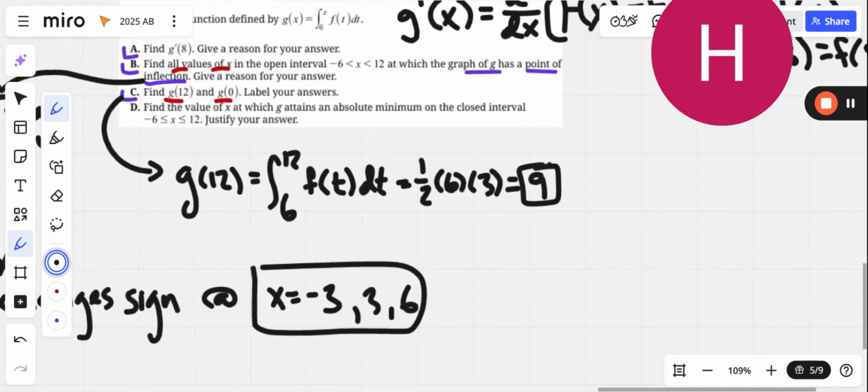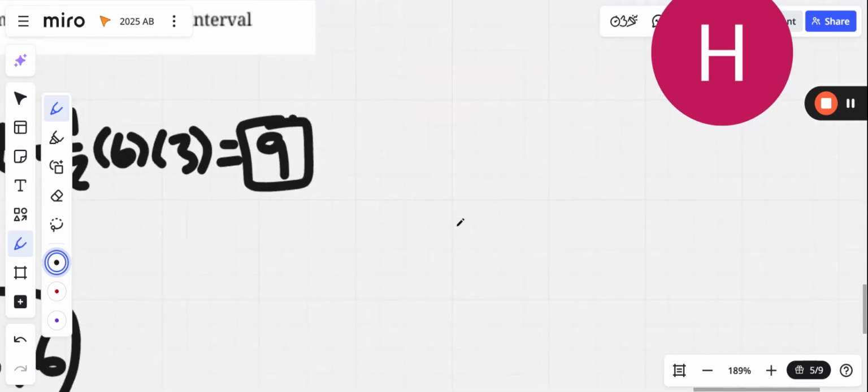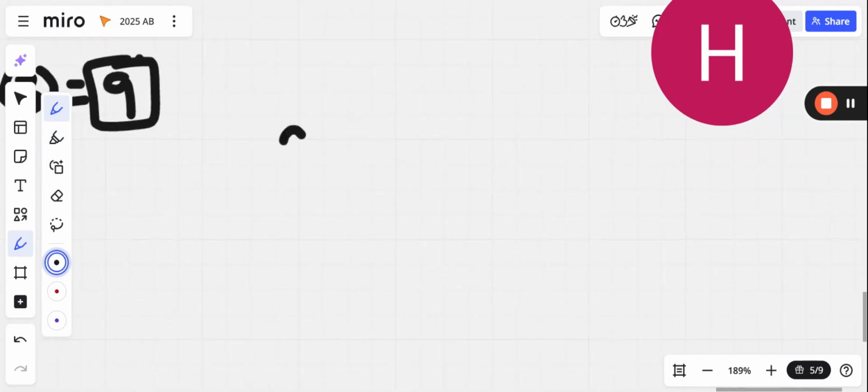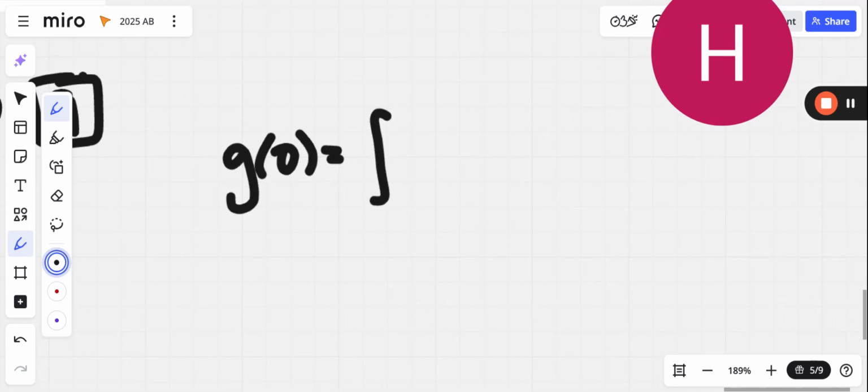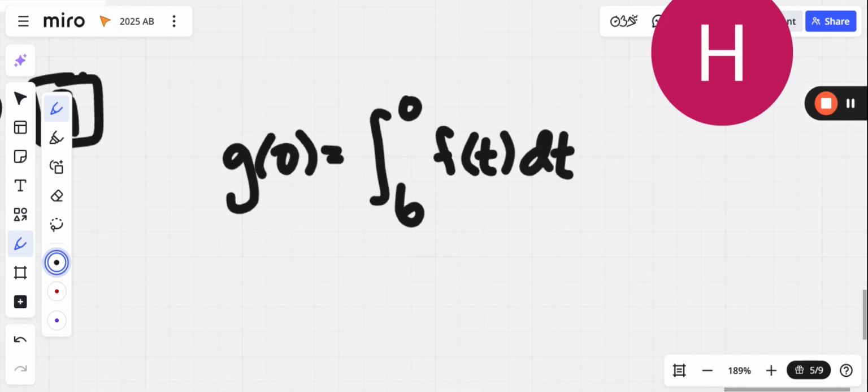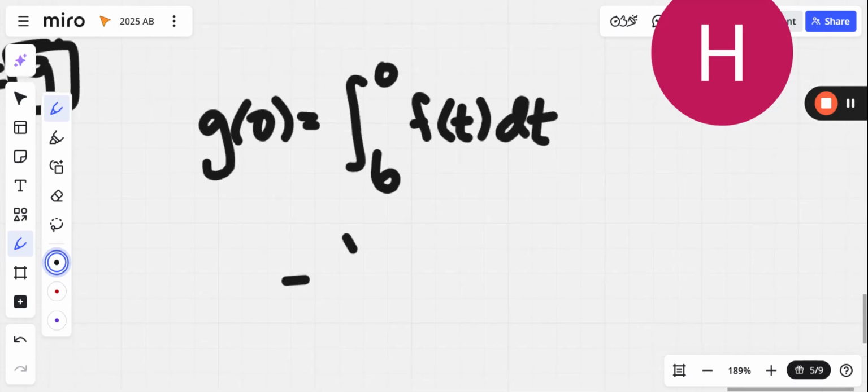Not bad at all. Now for g of 0, we do have to be a little bit careful. But you'll find something quite interesting of g of 0. So g of 0 is the integral from 6 to 0. Of course, we don't want to do an integral with the limits of integration like that. We want to flip it. So negative integral from 0 to 6.